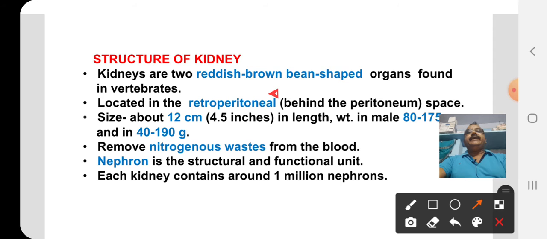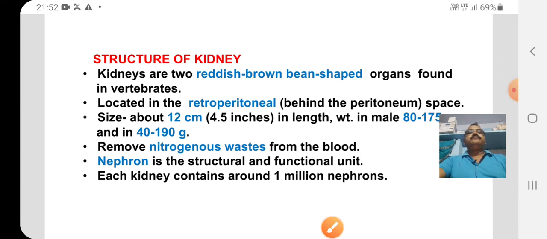Their size is about 12 centimeter in length. Weight in male is 80 to 175 grams, and in case of female it is 40 to 190 grams. It removes nitrogenous waste from the blood. The unit of the kidney is known as nephron. It is a coiled tube which contains the filtering unit and filters the blood and removes the filtrate in the form of urine. Each kidney contains about 1 million nephrons.